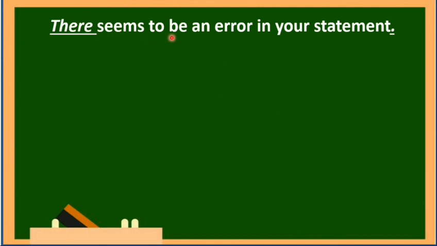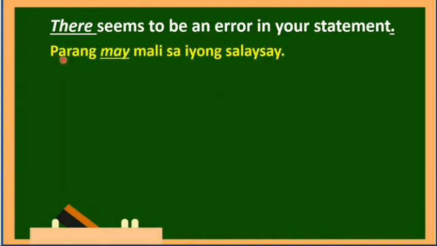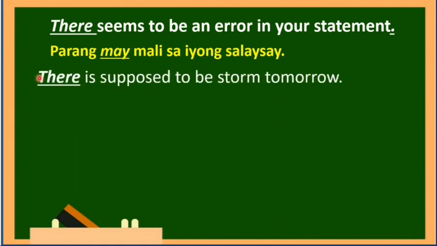There seems to be an error in your statement. In Filipino, parang may mali sa iyong salaysay. Dito, sa unang sentence natin, itong there, ang katumbas sa Filipino ay may. Parang may mali sa iyong salaysay. Next, there is supposed to be a storm tomorrow. Ang katumbas nito sa Filipino ay may bagyo dapat bukas. Ang there dito ay katumbas ng may sa Filipino.